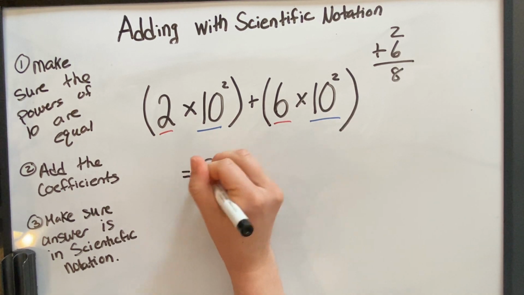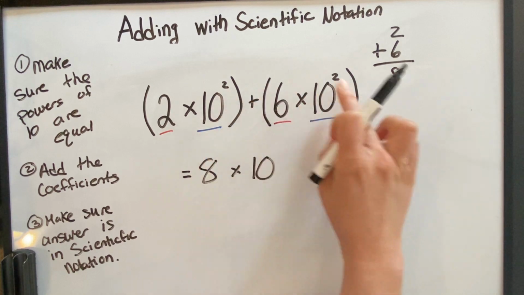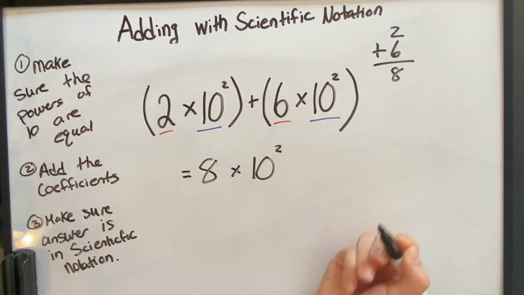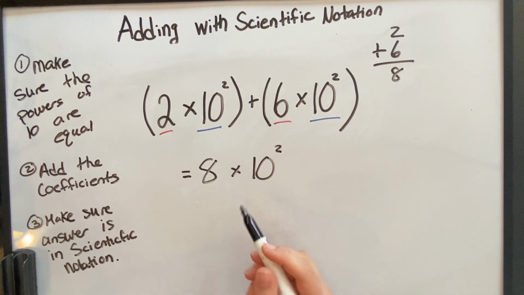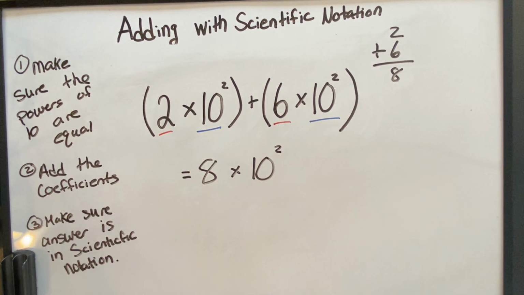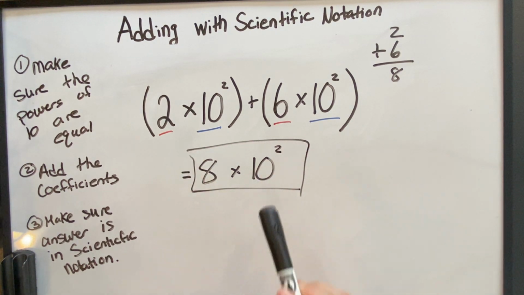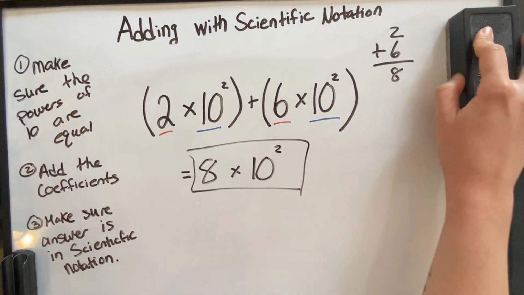So my answer would be 8 times 10 raised to the, you're going to keep the same power of 10 we're working with, which is squared. Now step 3, make sure my answer is in scientific notation. 8. Is 8 greater than 1? Yep. Is 8 less than 10? Yep. So this is my final answer. 8 times 10 squared. Okay, let's do another example.